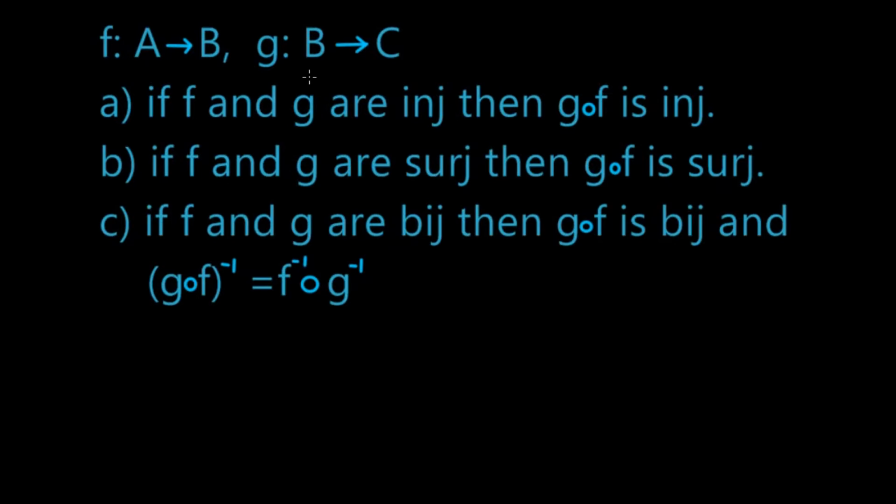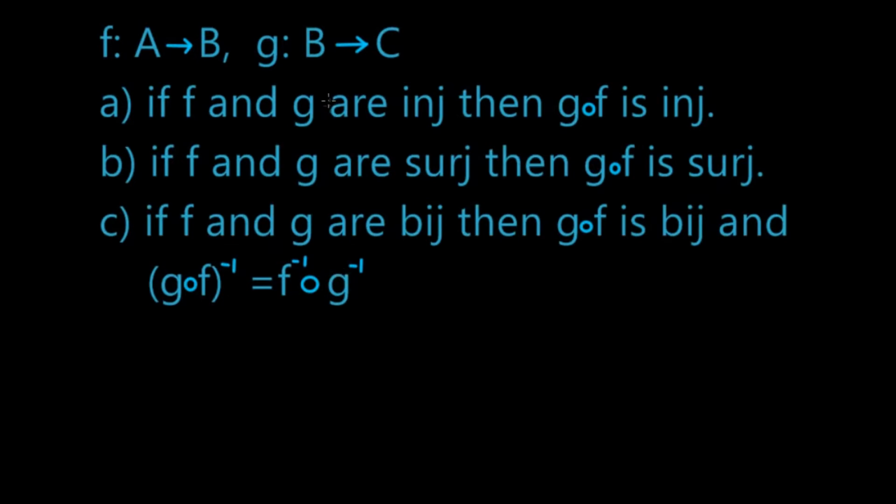I have the functions f from A to B and g from B to C. If they're both injective, then the composition is injective. If they're both surjective, then the composition is surjective. If they're both bijective, the composition is bijective, and the inverse of the composition, g composed with f, inverse, is f inverse composed with g inverse.